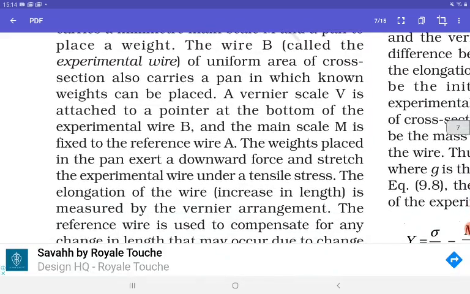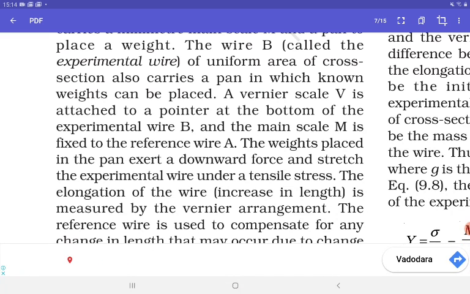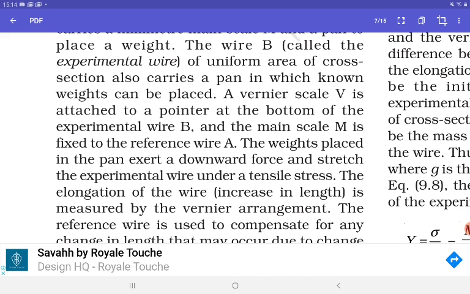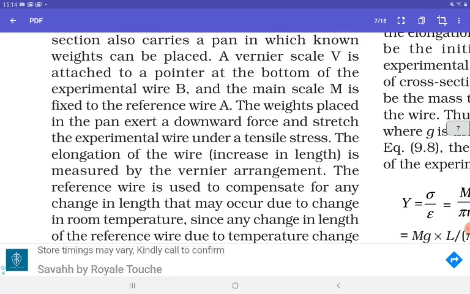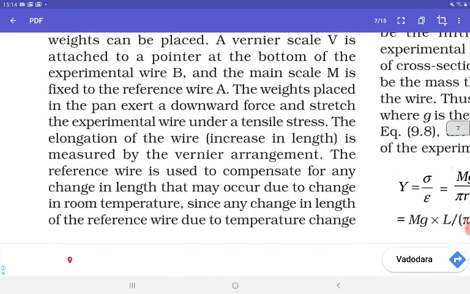The weights placed in the pan exert a downward force and stretch the experimental wire under a tensile stress. The elongation of the wire is measured by the vernier arrangement.